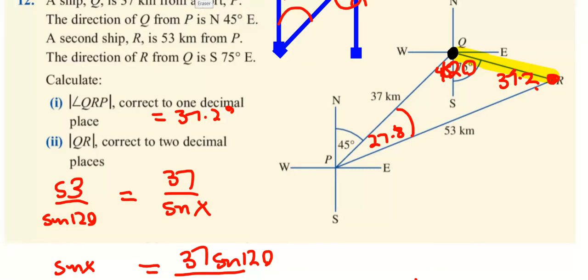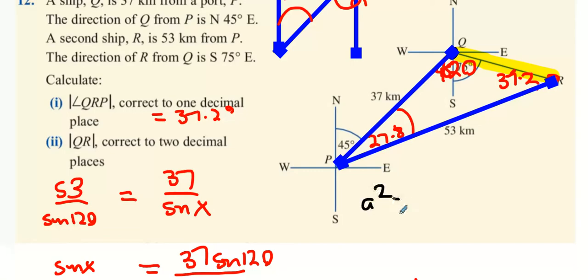I'll explain your options. Your first option is to use these two blue lines here. You see the two blue lines? You know the 37 and you know the 53, don't you? That's an angle sandwich. Would you agree with that? And that means you could have used a squared equals b squared plus c squared minus 2bc cos a. That's all right. And what would you get there, guys?